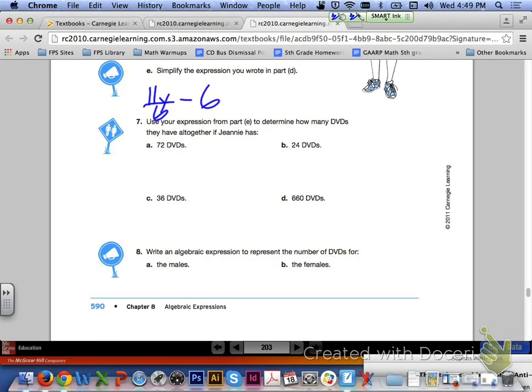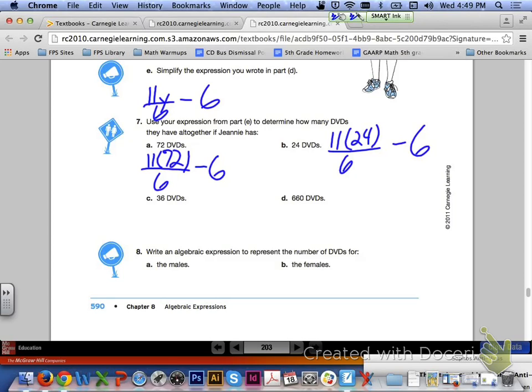So now for 7, all you're doing is putting the number of DVDs that Janine has in for Y, because Y equals the number of DVDs that Janine has. So you'd have 11 multiplied by 72 over 6 minus 6. You'd have 11 multiplied by 24 over 6 minus 6, and so on. Now all of these numbers of DVDs are divisible by 6, so I'm going to show you in problem B how you could do this without a calculator.